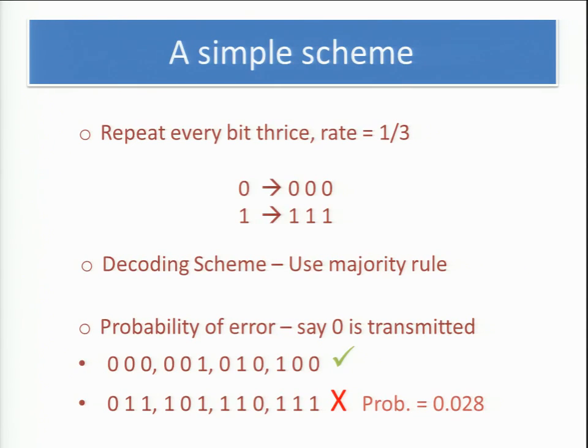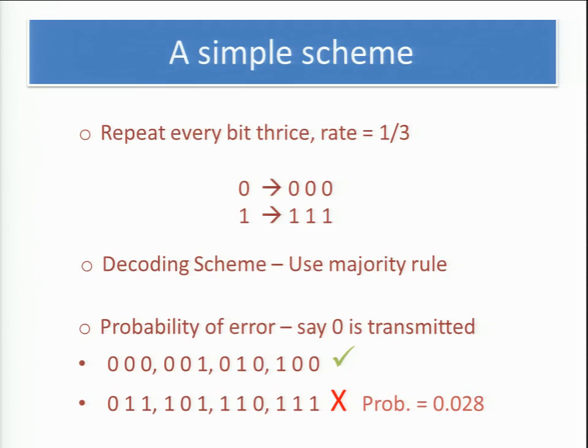So P is, you are sending it independently 3 times, and you want to check with what probability I will get this. If I send a 0, 0, 0, with what probability do I get this, with what probability do I get this, and so on, and I just add them. So that is a simple calculation.